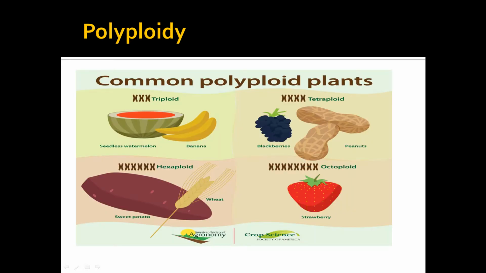Here on the left slide, you can see some common plants. Usually plants have extra sets of chromosomes. So triploid, like watermelon, banana, or blackberries that have 4 sets of chromosomes, or even 8 sets, as you have in strawberry.